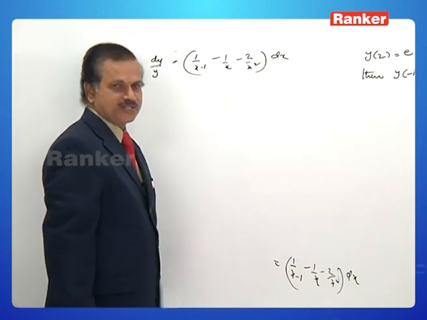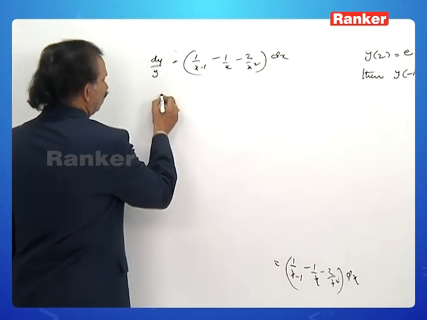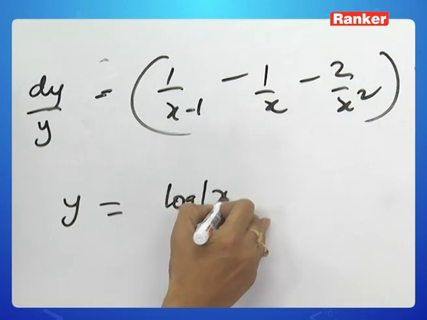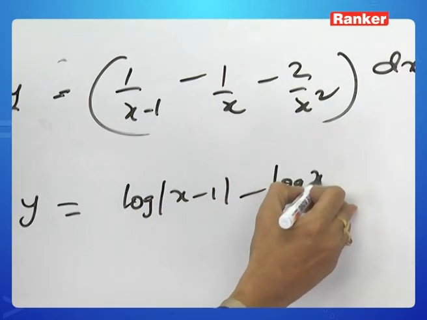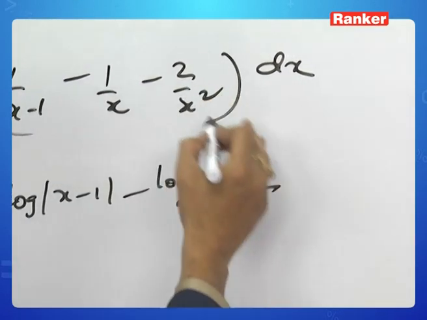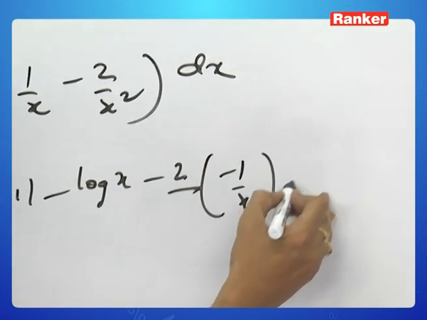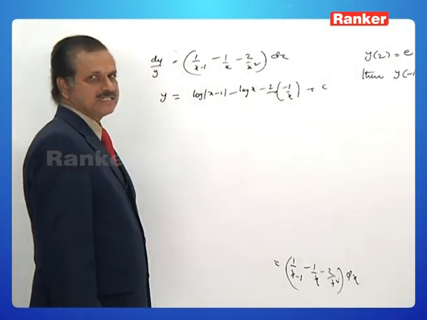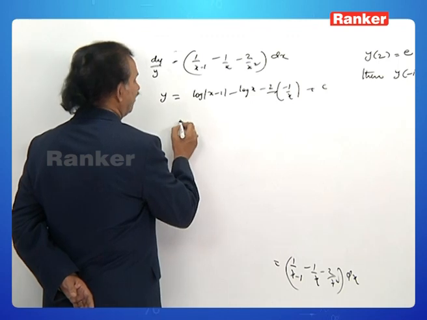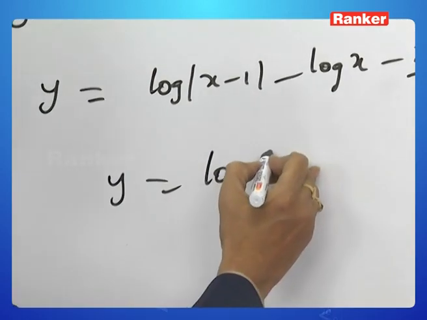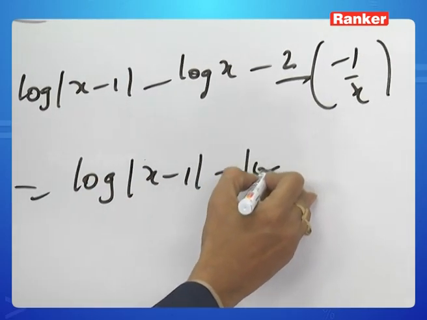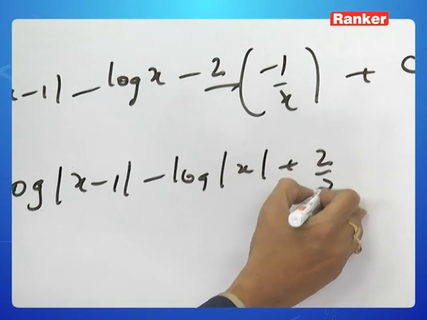Let us now integrate it with respect to x on both sides. y is equal to, what is the integral of 1 by x minus 1? Log mod x minus 1, minus log x, minus 2 into, what is the integral of 1 by x square? Minus 1 by x, plus c. Therefore, y is equal to log mod x minus 1 minus log mod x plus 2 by x plus c.